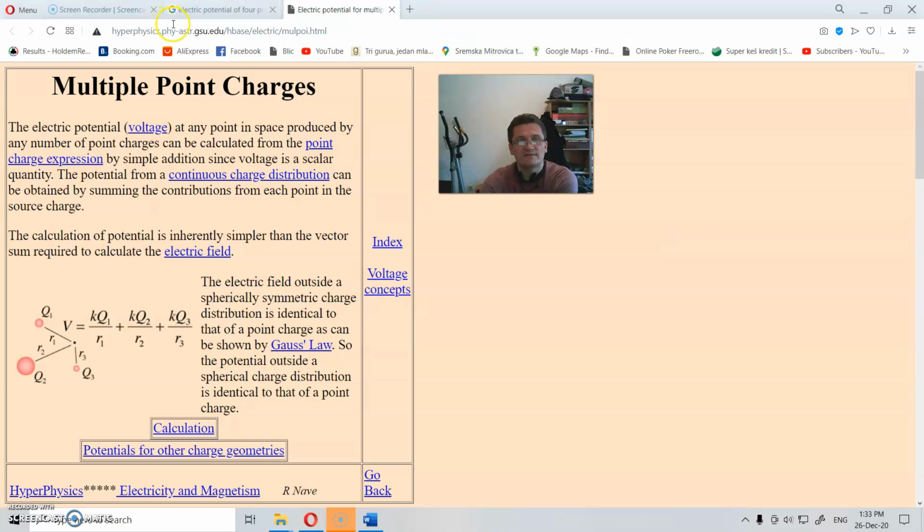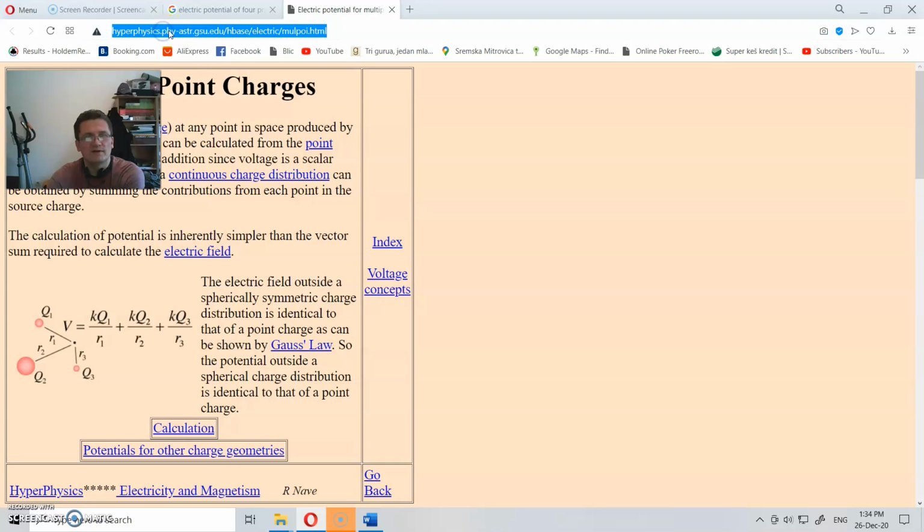This is HyperPhysics from a university, I don't know which, find it yourself. This is a very honest cross-section of the whole of physics. Excellent thing. So for multiple point charges, at this point you just add them together. And that is all there is to it. And that is easy to calculate. And you can add them like that because voltage is a scalar quantity. And that's nice.